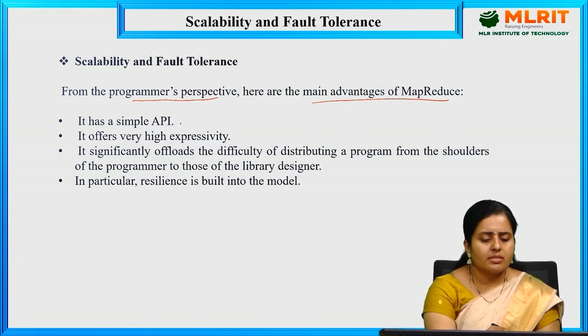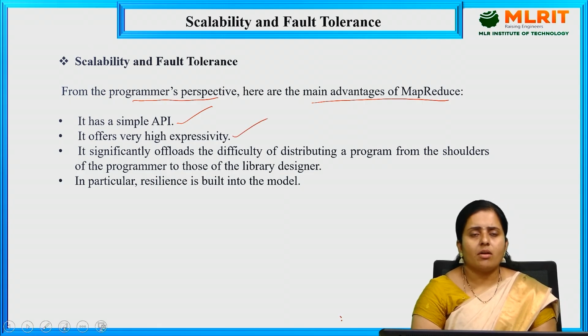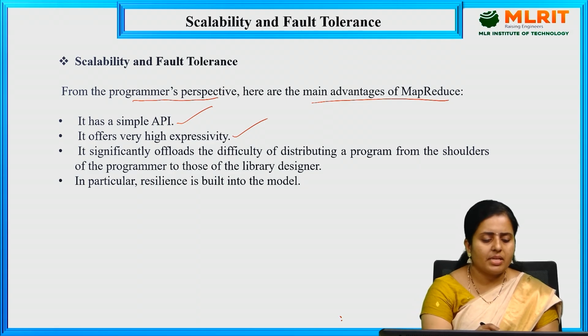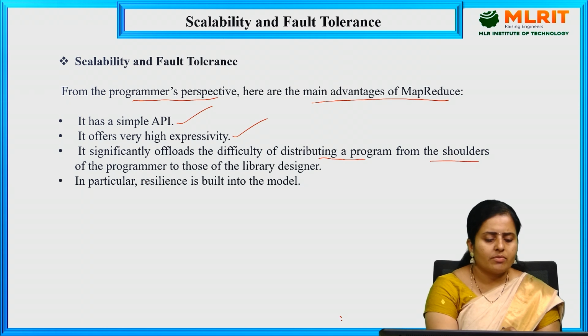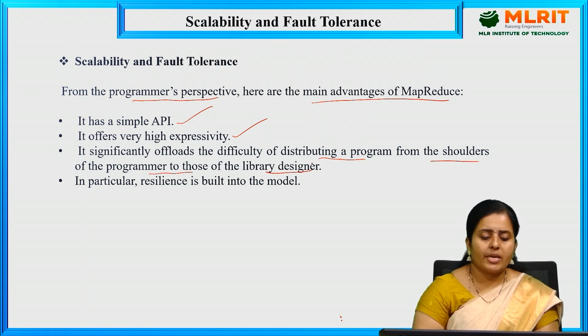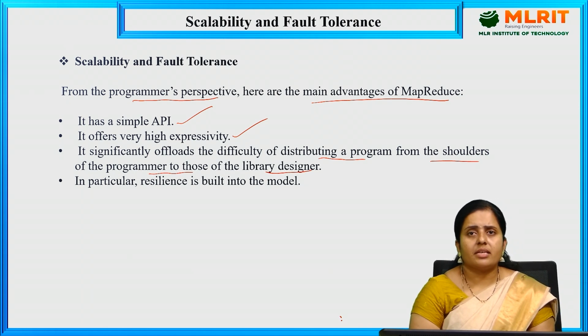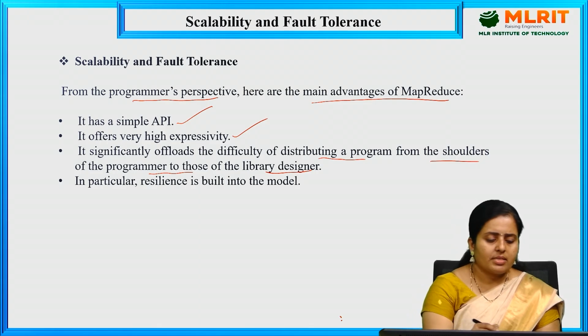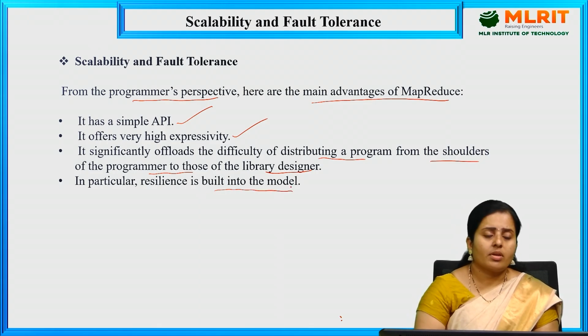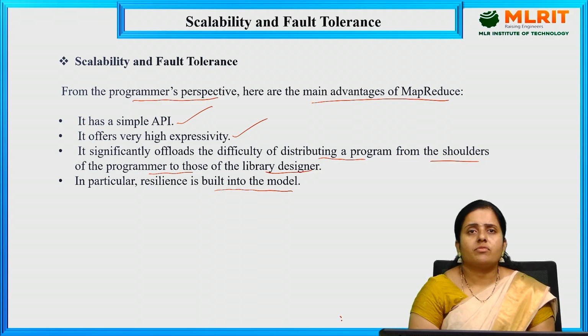MapReduce has a simple API. It offers very high expressivity. Everything is in a properly ordered, expressive manner. It significantly offloads the difficulty of distributing a program from the shoulders of the programmer to those of the library designers. So it makes the distributed process easier for programmers, and it gives that kind of workload to the library designers. In particular, resilience is built into the model.